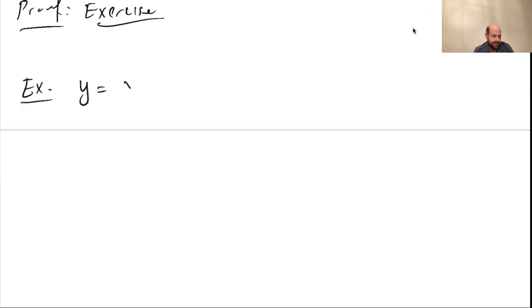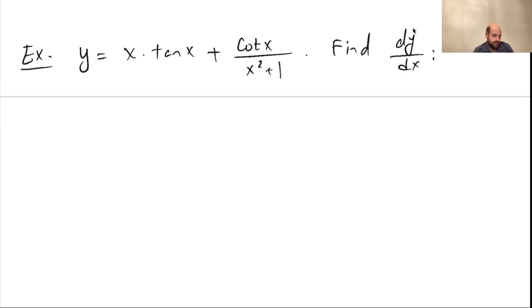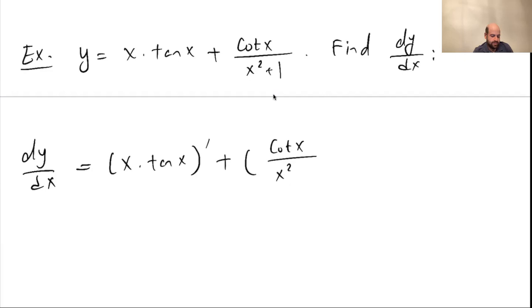Let's say y equals x times tan x plus cot x divided by x squared plus 1. Find dy over dx. See, y itself is the addition of two functions, the addition of this function and this function. So the derivative of the addition of two functions is the addition of derivatives. So I have to add the derivative of this function plus the derivative of this function. So this is going to be x times tan x derivative plus cot x divided by x squared plus 1 derivative.